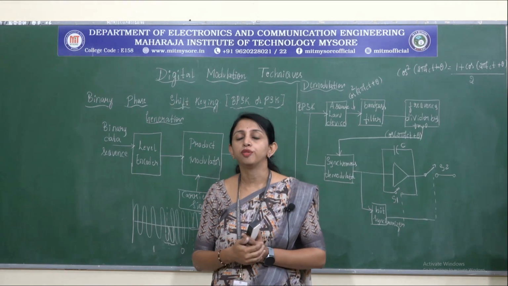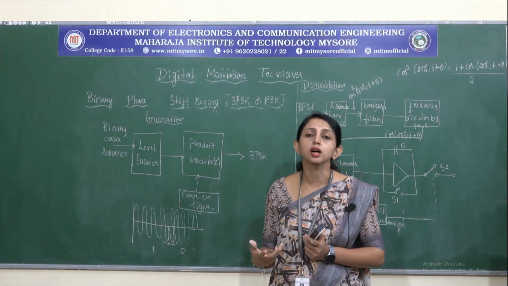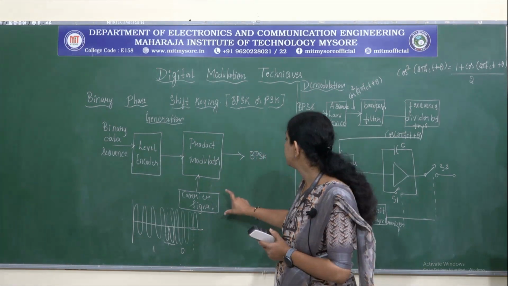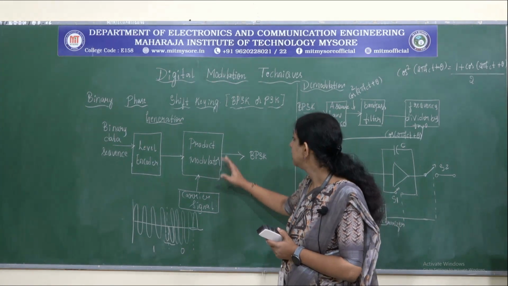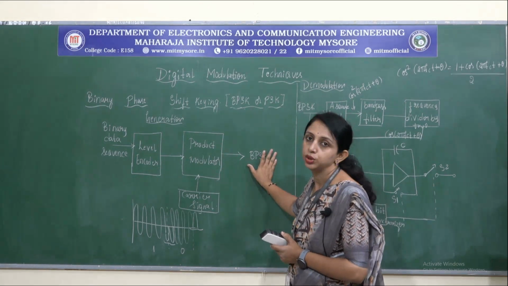From the circuit, it takes one more factor for the multiplication, which is a carrier signal. We need to take cos 2 pi FCT, which is p of t. So this signal will be the digitally multiplied signal, and we are going to see how to get that.